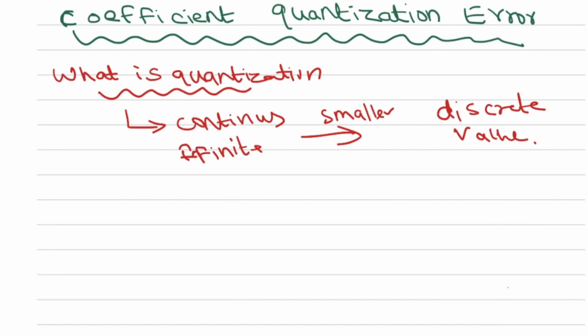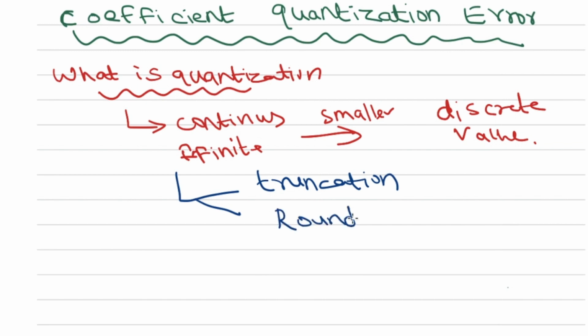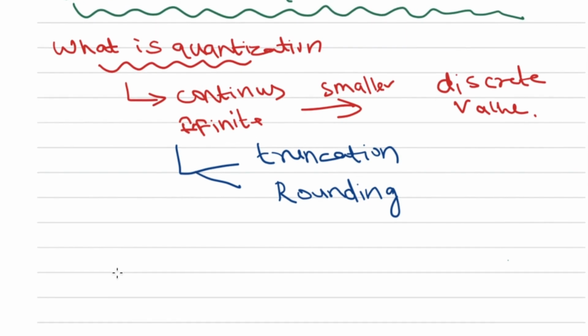As all of us know, this quantization process is done by two methods. One is truncation and another one is rounding. Truncation is nothing but truncating and discarding the remaining bits, and rounding is rounding to the nearest value. So based on these two methods, the quantization will be performed.